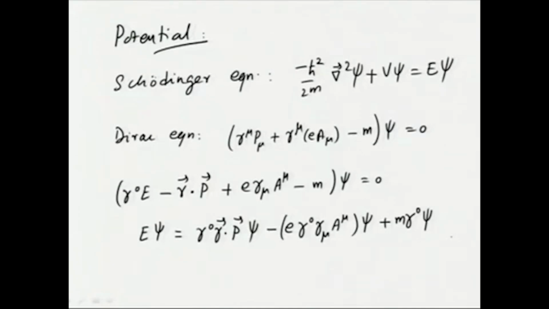Comparing with the Schrodinger equation, the first term is the kinetic energy term, the second term is the potential. So V, the potential, is therefore equal to minus e gamma 0 gamma mu A mu. That is the potential coming in the Dirac equation.